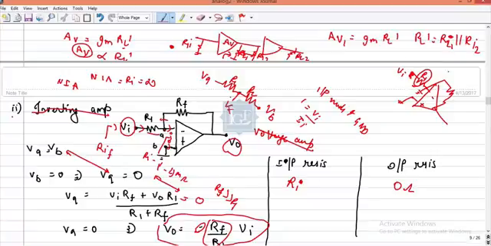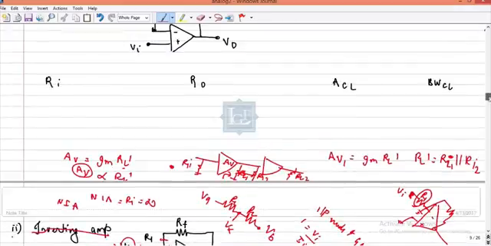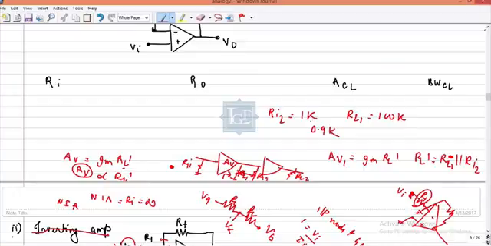Now understand this part. Suppose my Ri2 is 1 kilo ohm and my RL1 is 100 kilo ohms. Now if you connect both of these in parallel, the resultant resistance will be somewhere around 0.9 kilo ohm. Yes sir, because in parallel connection the lower value dominates.